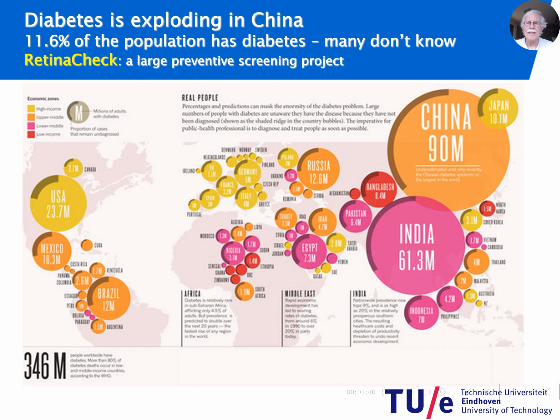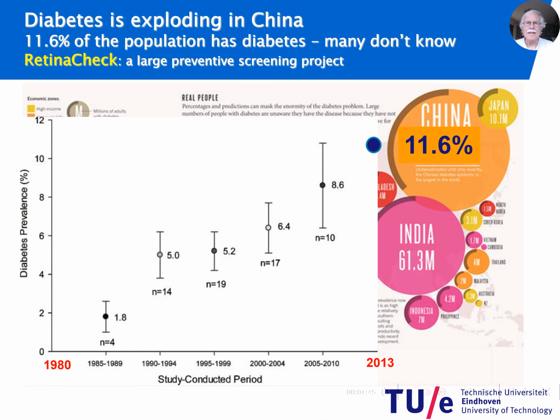It's quite serious, and especially in China and India, it is really alarming. And when we started this project in 2013, the rate was 11.6% in China, and it is continuously going up, and there is no leveling of this curve yet. So we were asked for help by a large group of ophthalmologists in China. Eindhoven University, can you help us to set up a screening program? And that's what we did. The project was called the Retina Check.